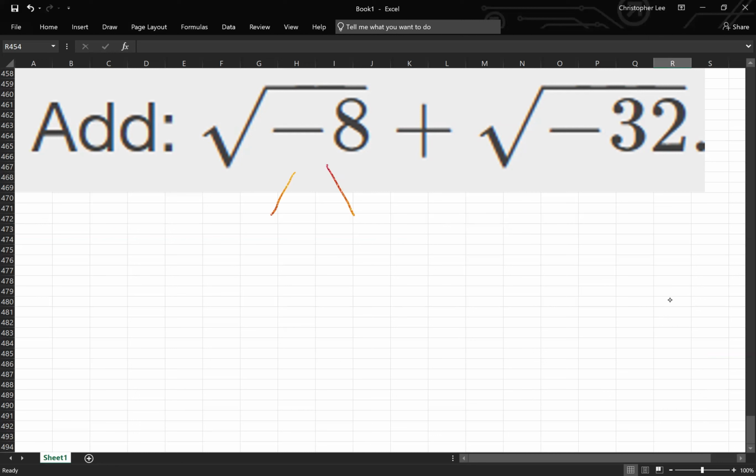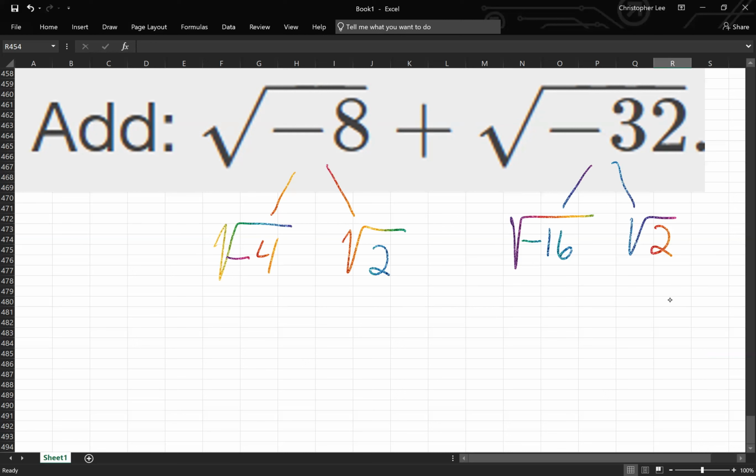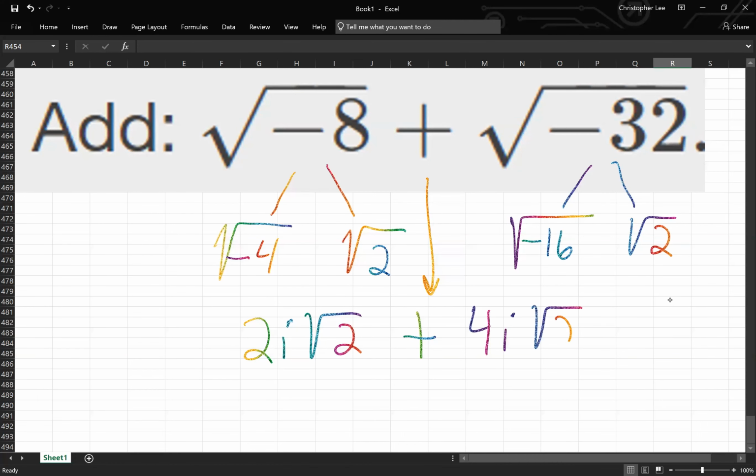So let's break this down, right? I have square root of -8. So I'm thinking square root of -4 times square root of 2. And for 32, I'm thinking, right, square root of -16 and square root of 2, right? So then this becomes what? 2i square root 2, bring that down, plus 4i square root 2.